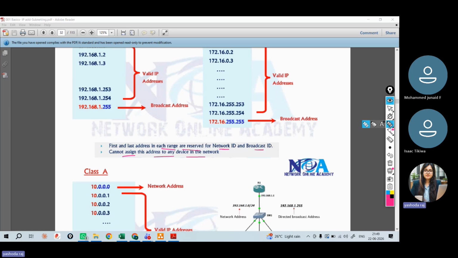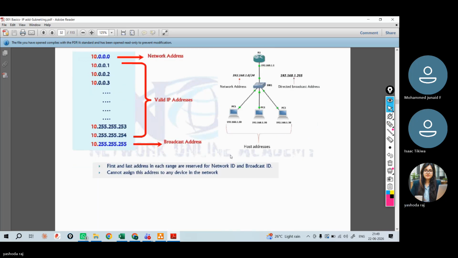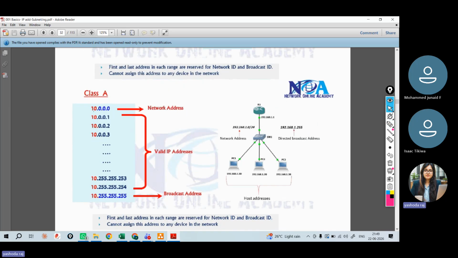Next, this is for class A. The class A range starts from 10.0.0.0 and ends with 10.255.255.255. So this is a single network. In a single network, the first address is reserved for the network and the last is reserved for the broadcast address.